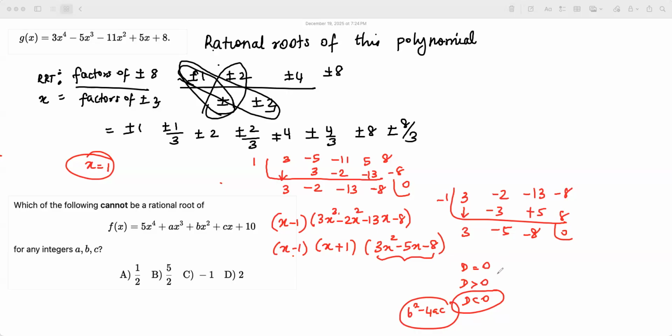Now you will end up with real roots in both the other cases, but they want rational roots, right? So what are the constraints? D equal to 0 means there is only one solution, a repeated root. D greater than 0 can be rational roots as well. So let's see here. What is the discriminant? b square minus 4ac, right? That is greater than 0.